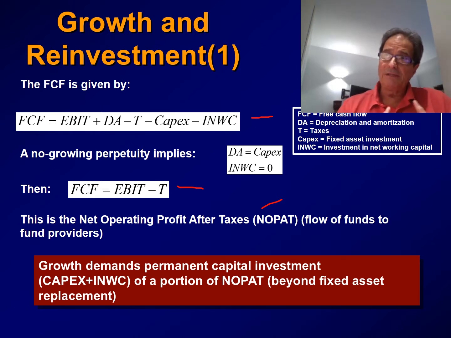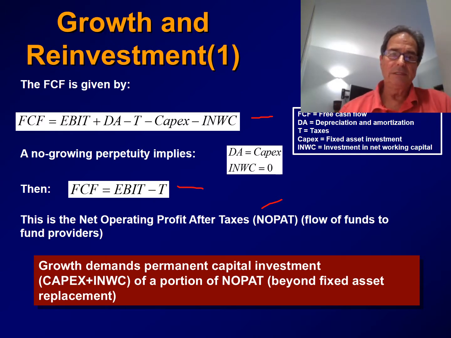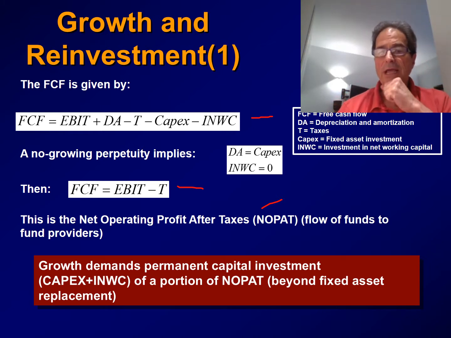But if we want the perpetuity to grow, which is the common case, we demand a certain permanent capital investment. This capital investment will be capex plus investment in working capital, and it will always be a certain portion of NOPAT. The higher capex plus investment in net working capital divided by NOPAT, the more we'll be able to grow.